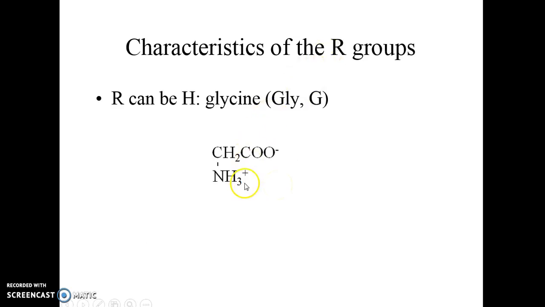Of the R groups that are on there, one exists with just a hydrogen, where R is just a hydrogen. And this is the simplest amino acid that we have. Its name is glycine, and these are the abbreviations for it, either Gly or a capital G. So this is glycine.